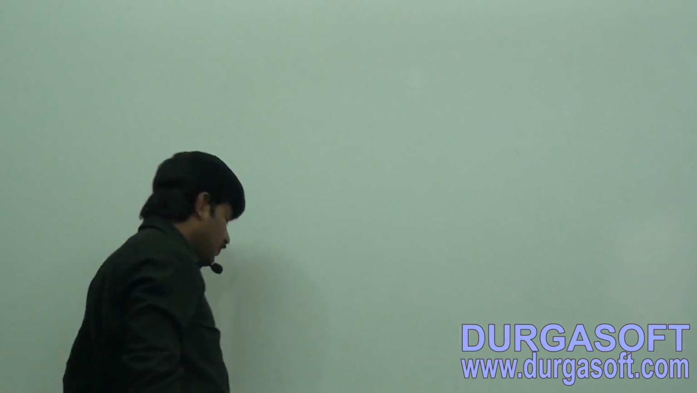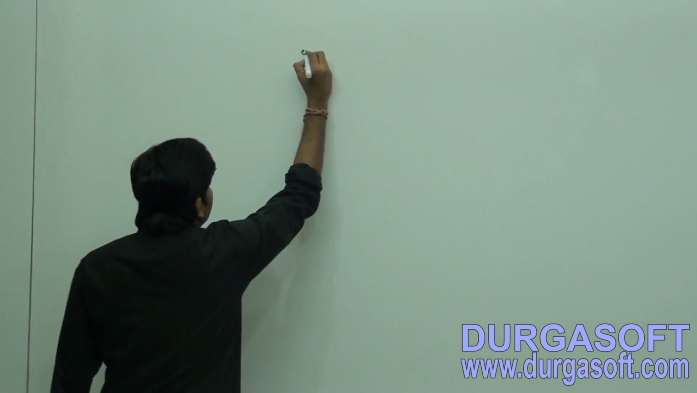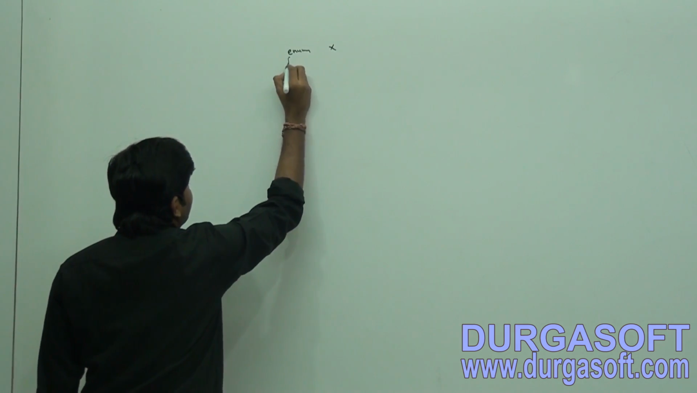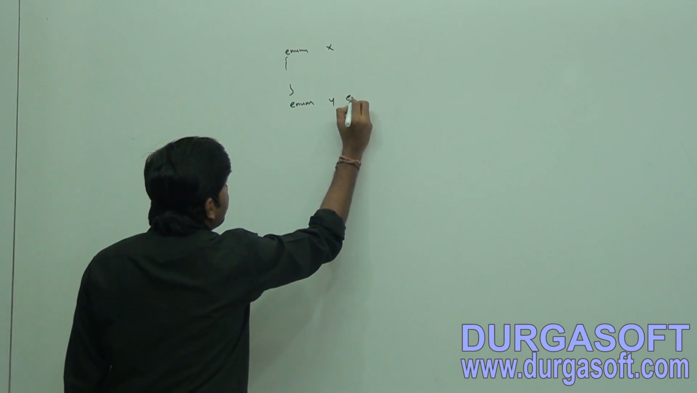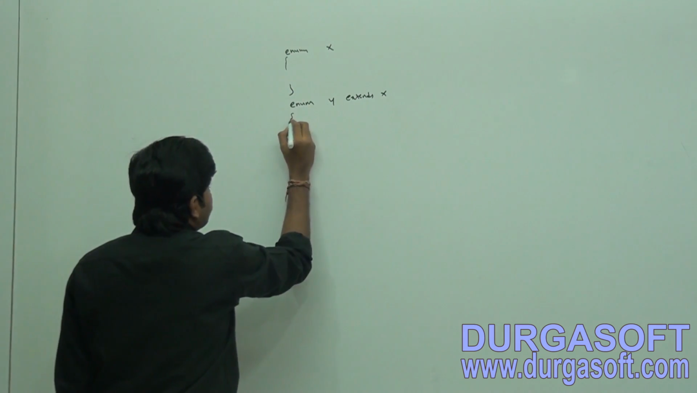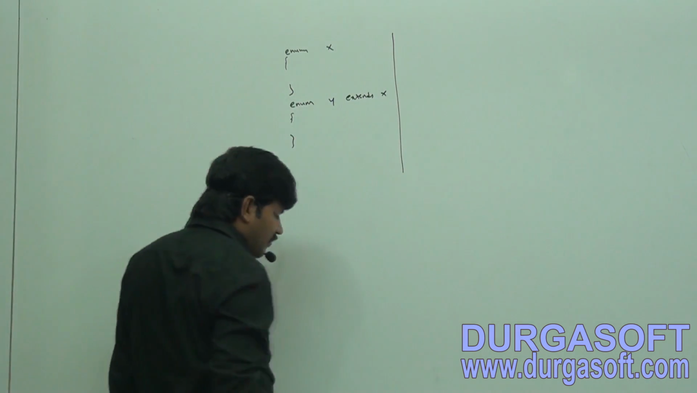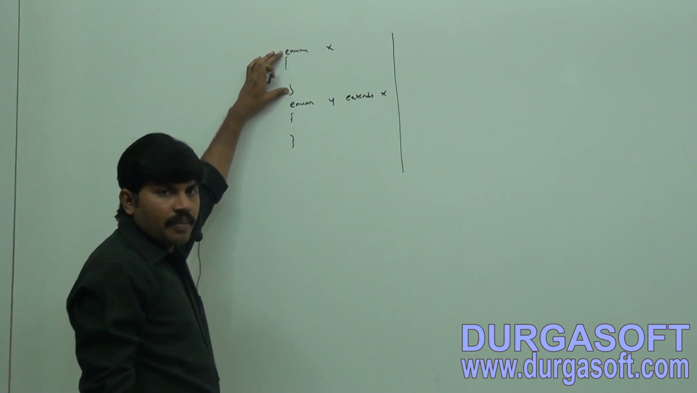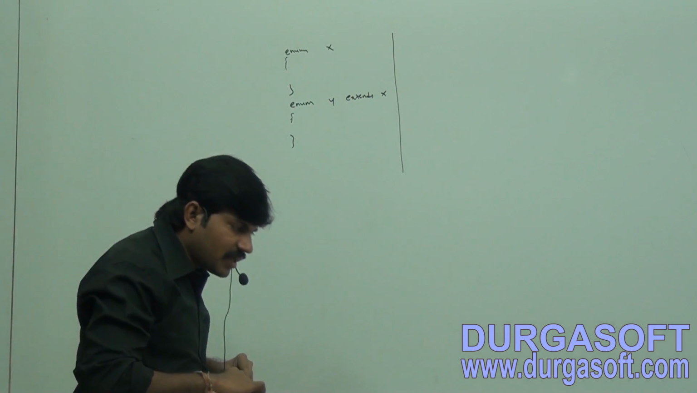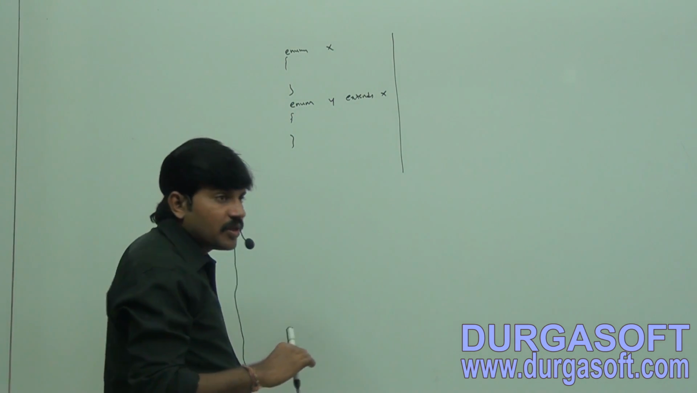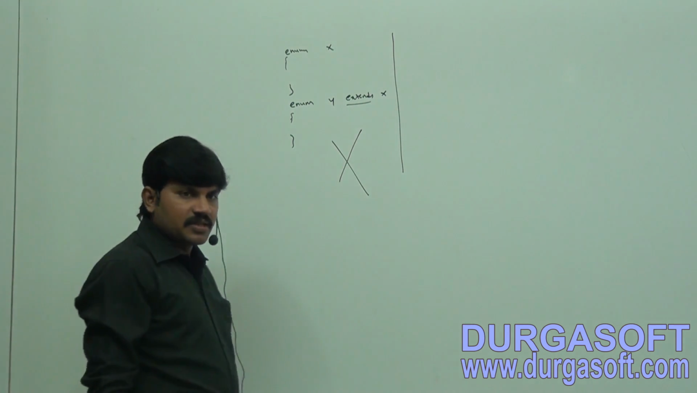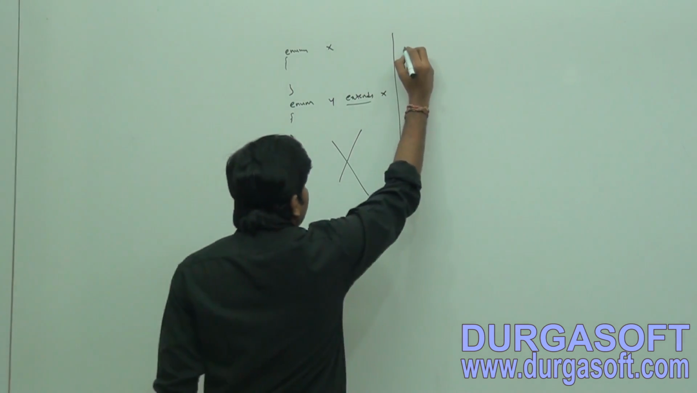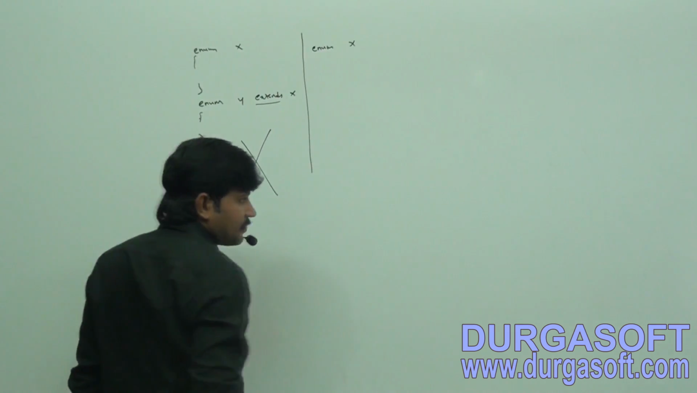Just observe, and listen to these things well. I am taking enum x, and enum y extends x. Is it valid or invalid? It is invalid, because we can't use the extends keyword for enum.